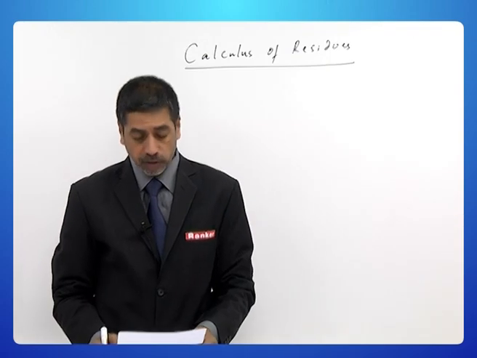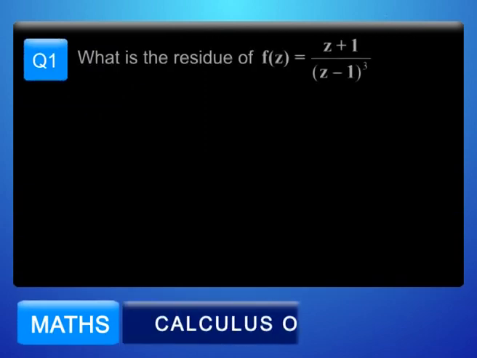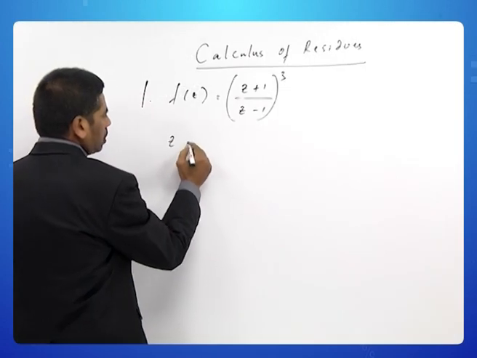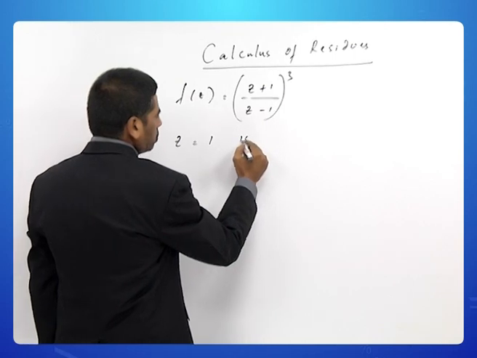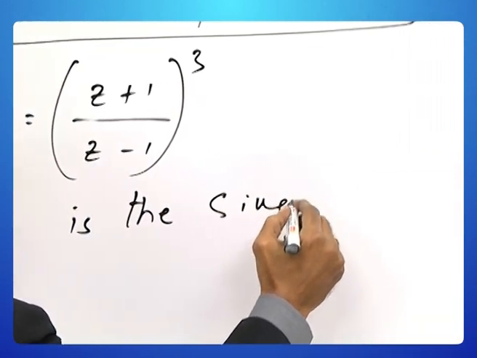Today we are going to take up calculus of residues. Question number 1. What is the residue of f of z is equal to (z plus 1) by (z minus 1) whole cube at its singularity? z is equal to 1 is the singularity.